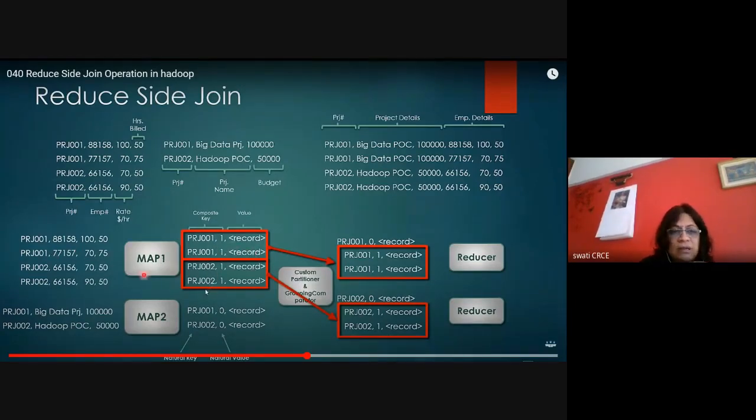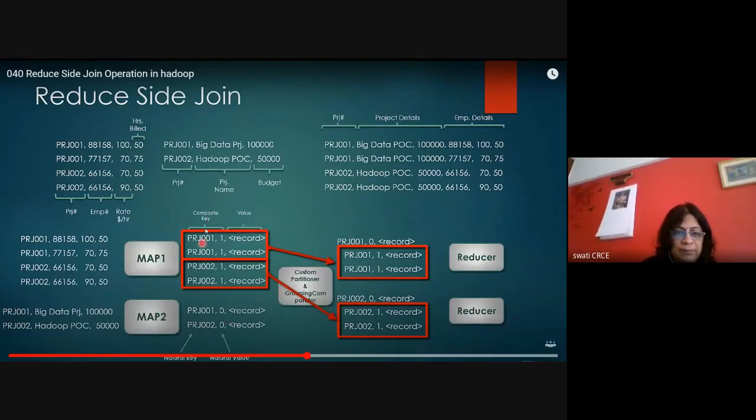So this is the output of mapper one, and these are the keys. The key has a project ID and a tag, and here it also has a project ID and a tag, and this tag is different, meaning this is a different table and this is a different table. Now what will the shuffler do? The shuffler will use this data and it will shuffle on the basis of the project ID.